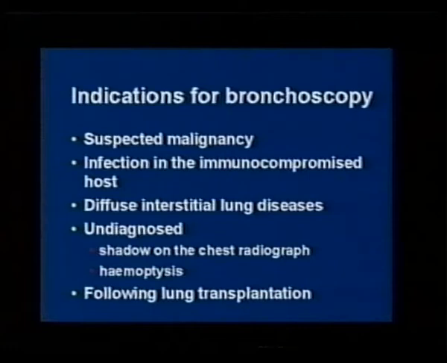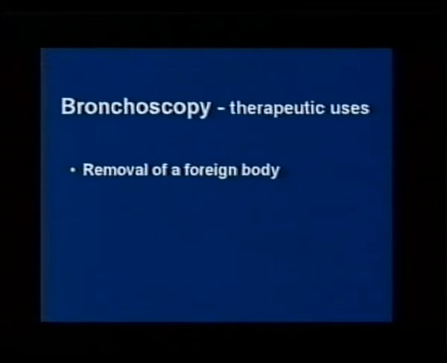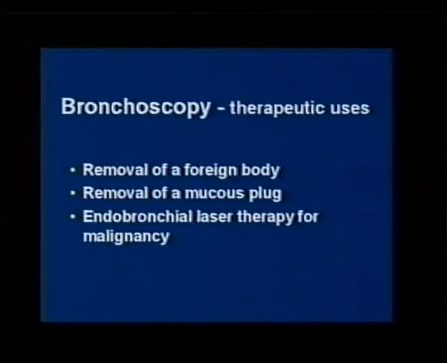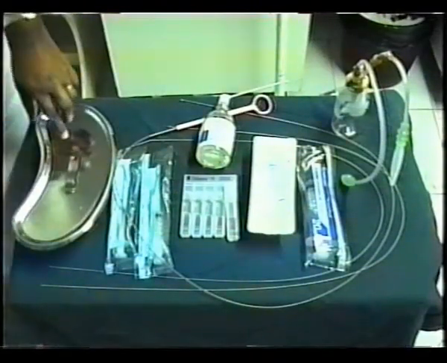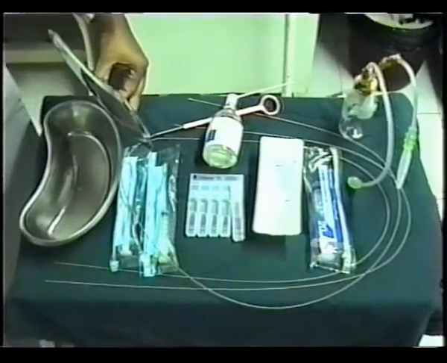Following lung transplantation, rejection is detected by doing multiple lung biopsies through bronchoscopy. There are several therapeutic uses of bronchoscopy as well. It is used for removal of foreign bodies, when they are segmental collapsed, for removal of mucosal plugs, and also endobronchial laser therapy. Bronchoscopy is done under local anesthesia.